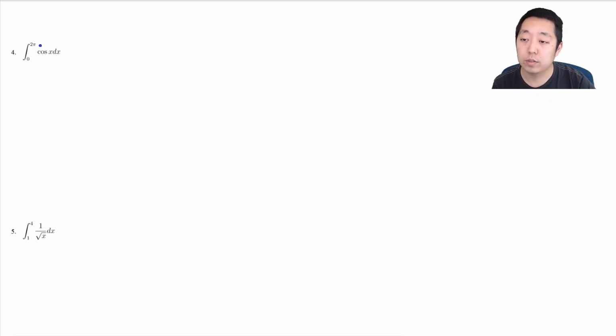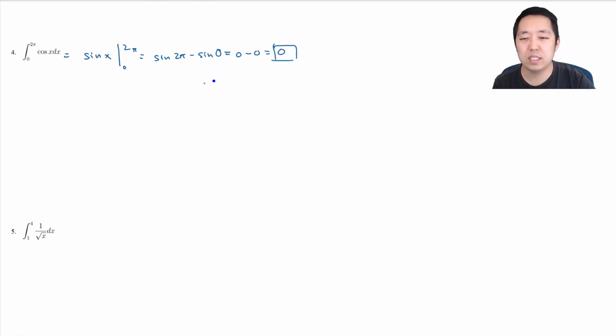Here I'm going to do the integral of cosine. So the antiderivative of cosine x is sine x. And I'm going to plug in 0 to 2 pi. That's going to be sine of 2 pi minus sine of 0. That's 0 minus 0. It's equal to 0.